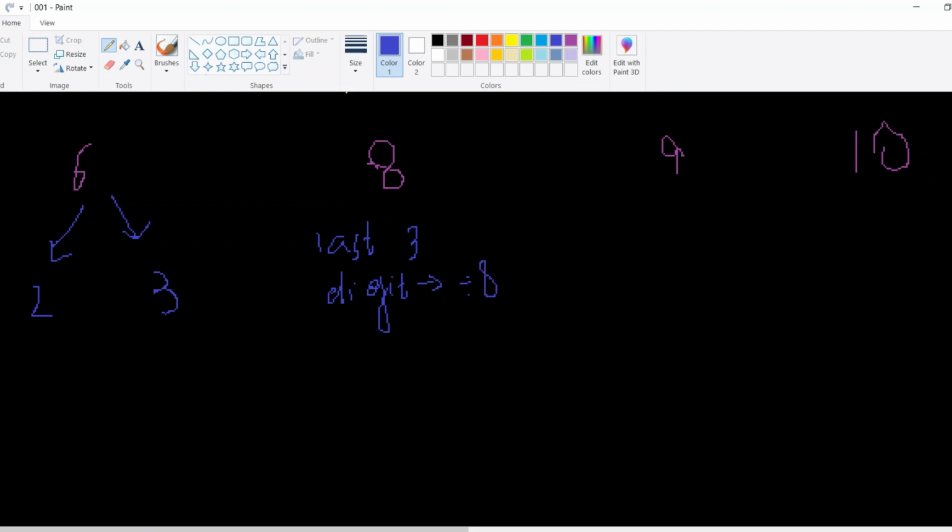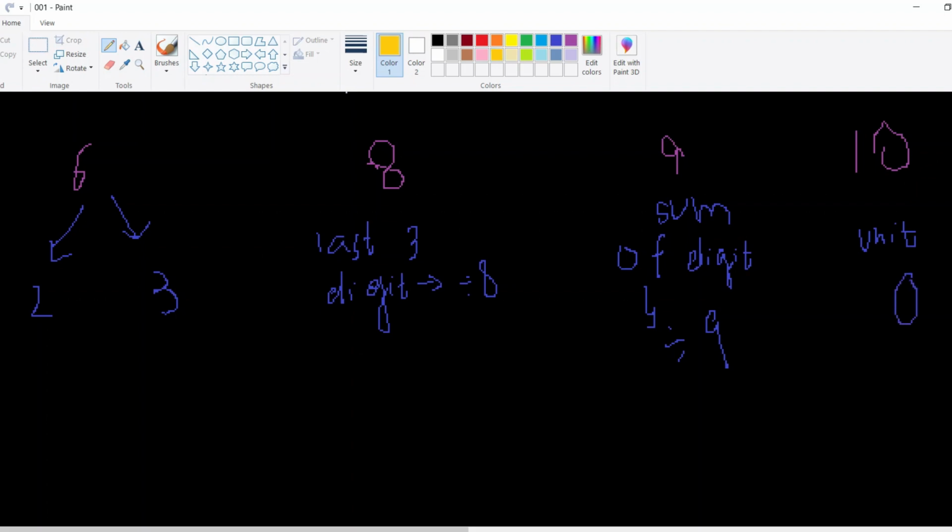For 9, we see the sum of digits. This one is similar to the 3 one. In 3, we see the sum of digits is divisible by 3. In 9, we see the sum of the digits is divisible by 9. And for 10, the digit in the unit place is 0.